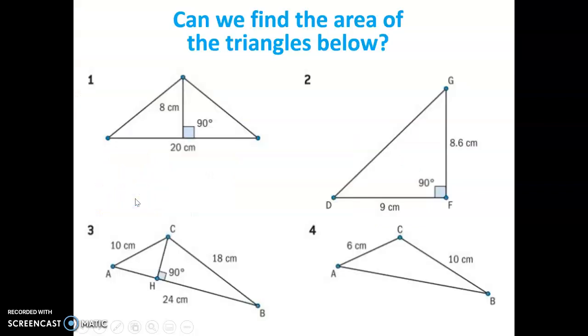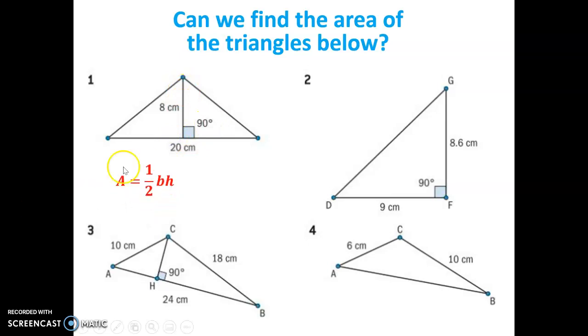All right, let's get jumping into the topic here. We're going to look at triangle areas in a different way. So let's try it out. The question here is, can we find the area of the triangles below? So let's take a look real quick. We have this first triangle. And remember, if you want the area of a triangle, you need the base and height. Do we have it in this one?